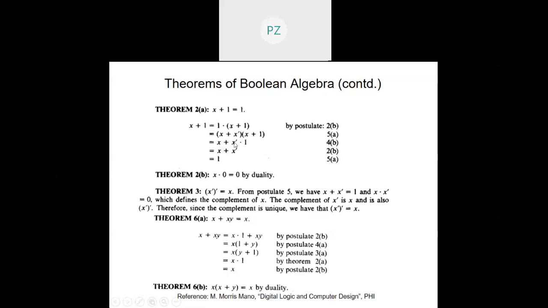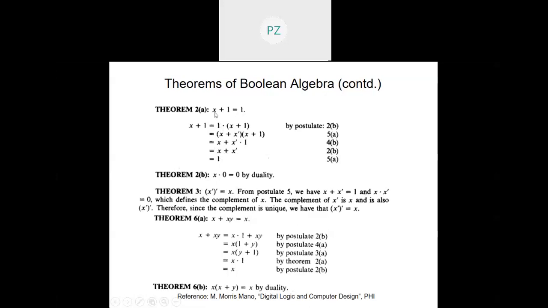Now you use the distributive property again. So (x plus x bar) dot 1, it will be the distributive property, because you see it will be x plus x bar dot (x plus 1) if you go backwards. So now this is x plus x bar, because x bar dot 1 is x bar only, and x plus x bar is 1, the OR inverse. So using these postulates I can say that x plus 1 is equal to 1.